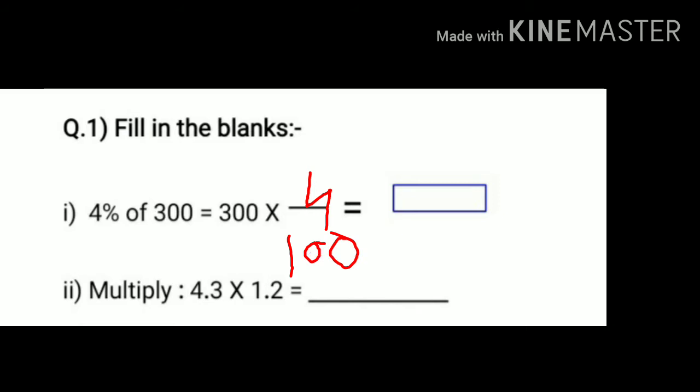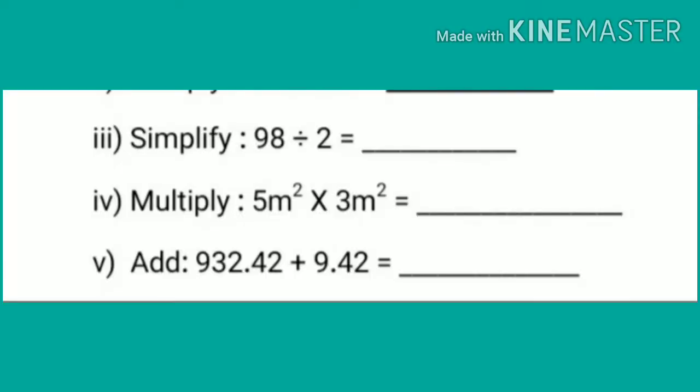Now, second, multiply 4.3 into 1.2. Here, children, we multiply these two numbers, we get 5.16. Now, third one, simplify. Here, children, we have to divide 98 by 2. So, here we get, children, 49. Fourth one, multiply 5m square into 3m square. 5 3s are 15, m square into m square, m raised to 4.